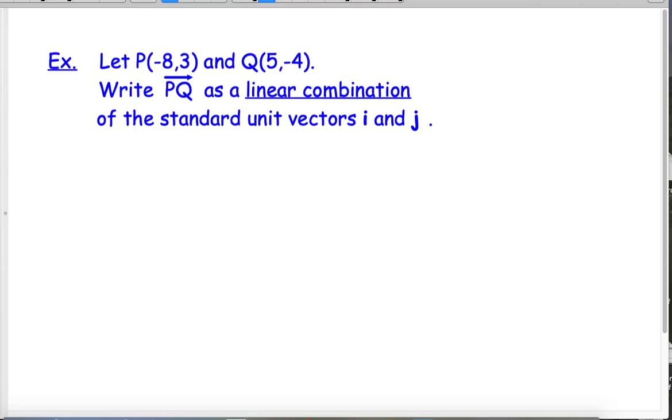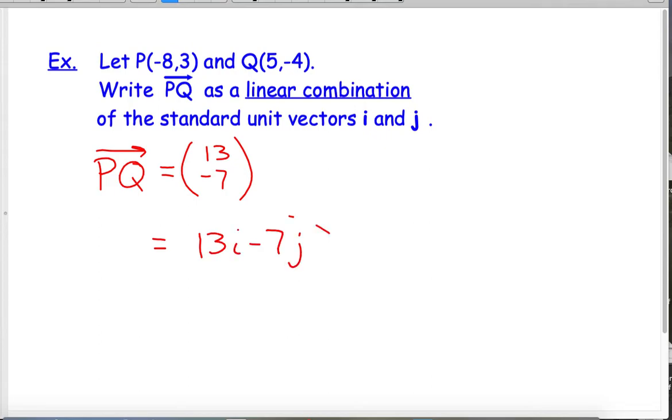All right, let's look at these 2 points, P and Q. First of all, let's write PQ as a linear combination of the standard unit vectors i and j. So I guess the first thing I'd like to do is just write it in component form. This time I'm going to write it with the parentheses instead of the other way, just so you're familiar with both notations. So from P to Q, that's going to be (13, -7). So that's the component form of our vector. And so therefore, that means that it's 13i minus 7j. And that's it. Easy enough.